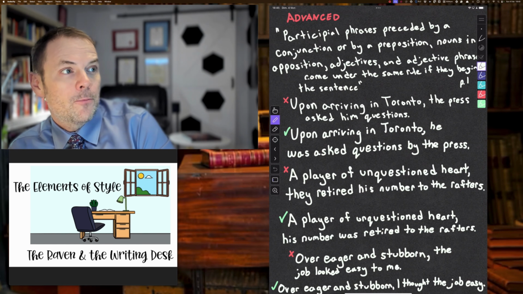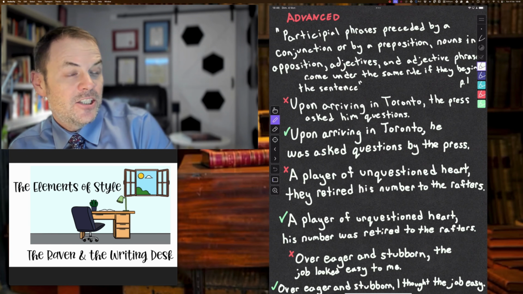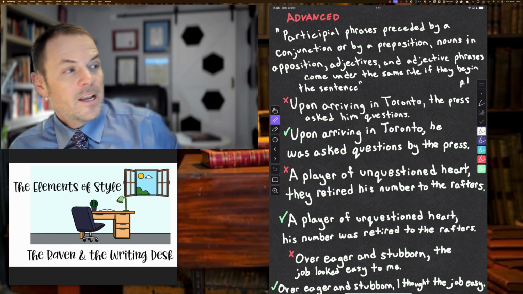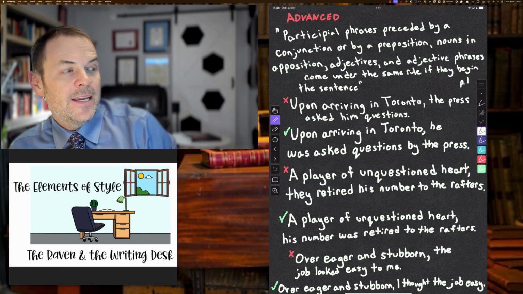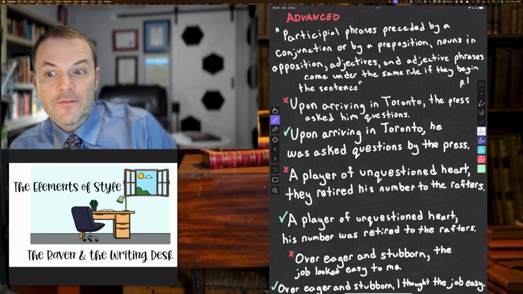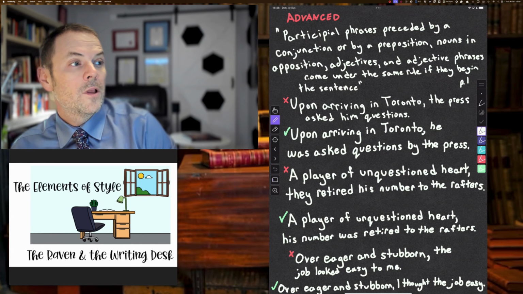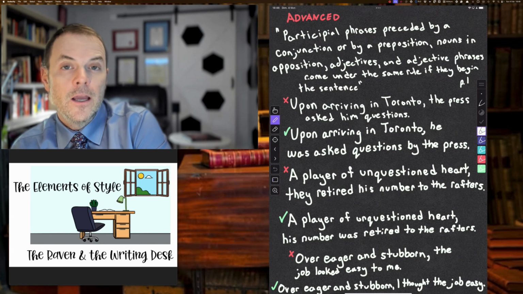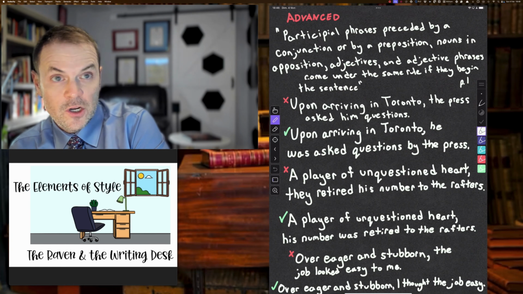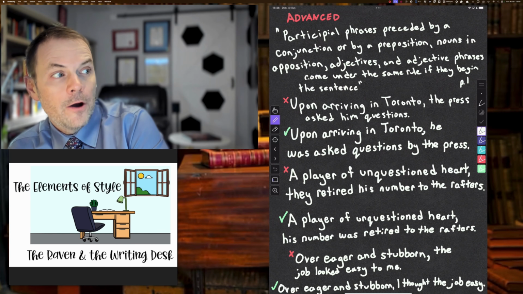Participial phrases preceded by a conjunction or by a preposition, nouns in apposition, adjectives, and adjective phrases come under the same rule if they begin the sentence. I'm quoting directly from Elements of Style, and the authors are just elaborating on the rule. It doesn't really change anything. Once again, it's best to look at the actual examples to see what we're talking about. Upon arriving in Toronto, the press asked him some questions.